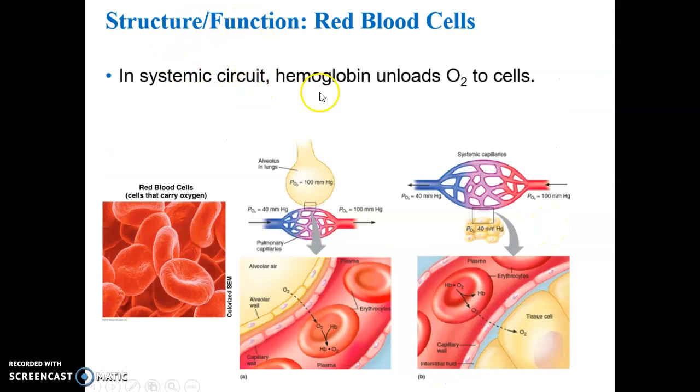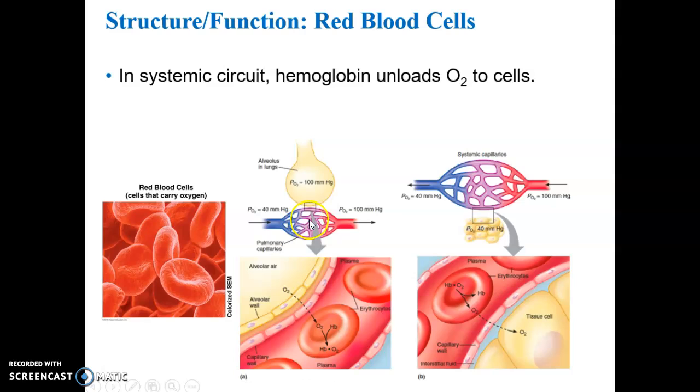So in the systemic circuit now, the hemoglobin will unload, release the oxygen to the cells. So here is another alveolus, right? Air sac in the lungs. Oxygen diffuses across the membrane, the alveolar cell wall. Then that's the blood capillary cell wall. And the oxygen diffuses across readily and rapidly into the blood, binding to the hemoglobin. This Hb means hemoglobin within the red blood cells. Then the red blood cells move off and blood goes to the heart.